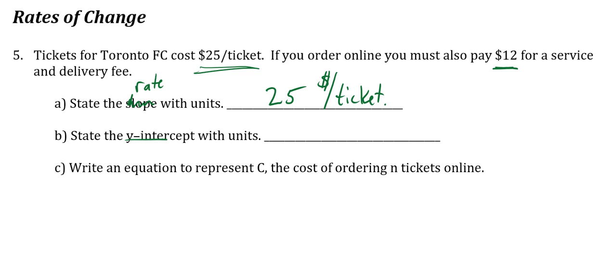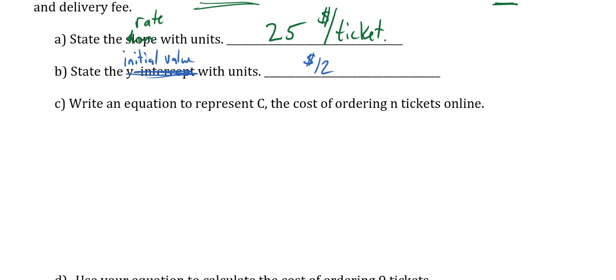Okay. State the y-intercept or the initial value. I'm going to do this one in a different color. With units, so that's the $12, because that's a one-time fee. That's where it would start. Whether you get 1 ticket, 2 tickets, 3 tickets, you pay $12. Some people think it doesn't make sense. If you bought 0 tickets, you'd pay $0, so there's no initial fee. And that's true, but that's not how the relationship works. So we would still kind of say, even though it's ridiculous, if you bought 0 tickets, you'd pay the $12 service fee. Okay, that's just how the relationship works.